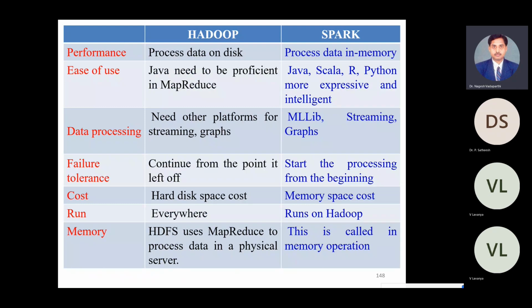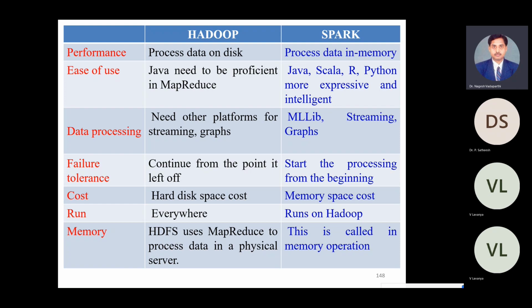Now see here, Hadoop versus Spark. You can expect this question in the final exam. Differentiate, write differences between Hadoop and Spark. You need to write parameters on the left side. What are the parameters we are considering between Hadoop and Spark? Hadoop and Spark are two big data processing tools. Traditional systems are unable to process big data, that's why we process it with the help of Hadoop and Spark.